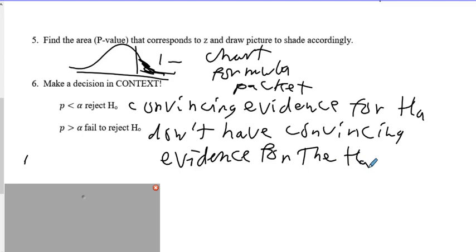So we either have convincing evidence or we don't. Just like we talked about yesterday. We either find the person guilty or not guilty. We're not saying innocent. We're not saying the Ha. We're just saying rejecting the Ho or not rejecting the Ho. We're not doing the Ha.